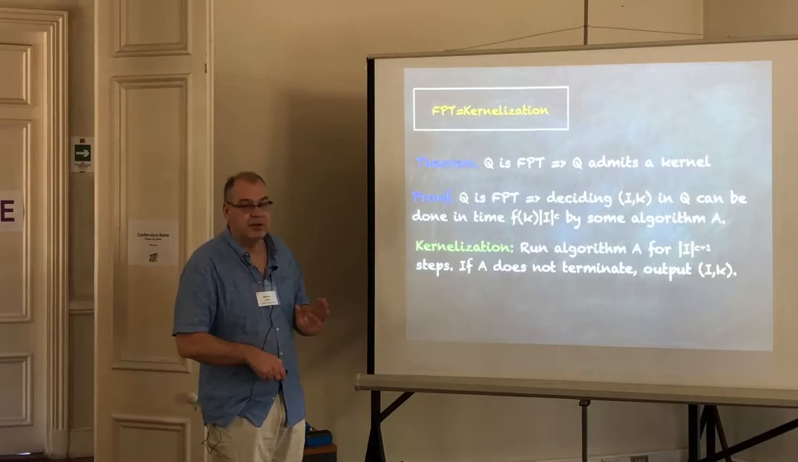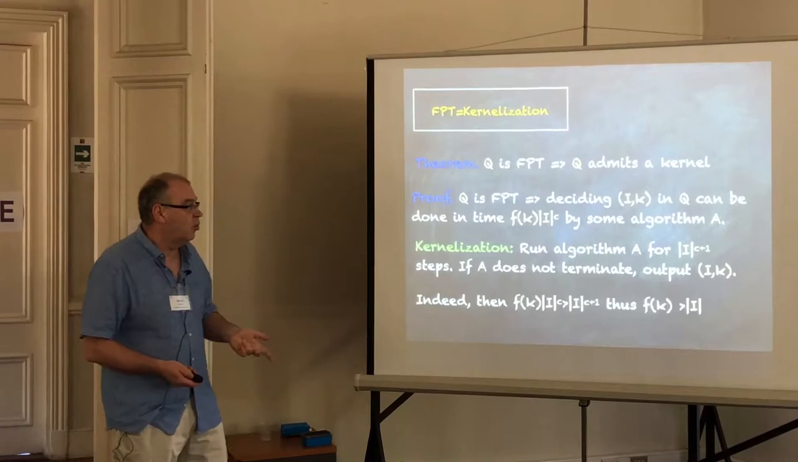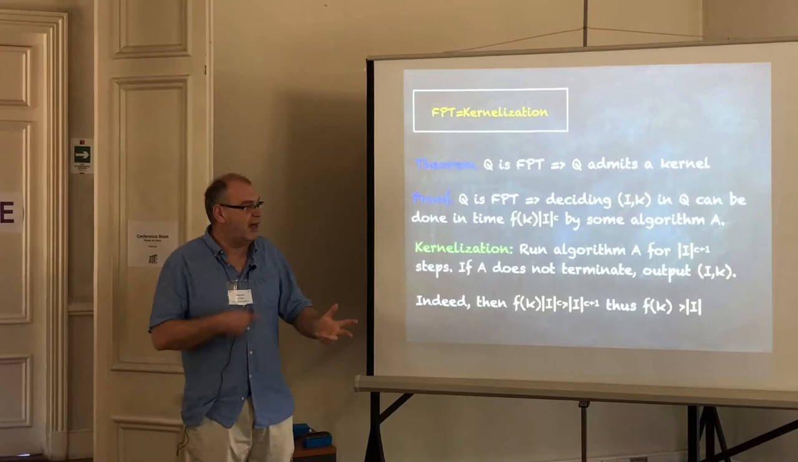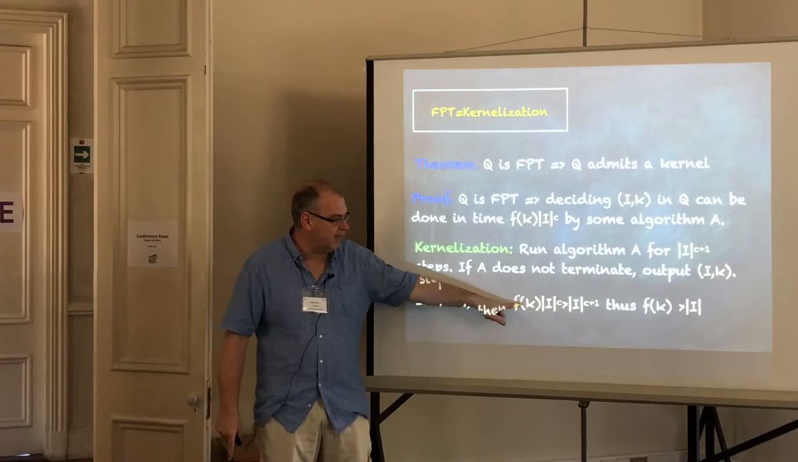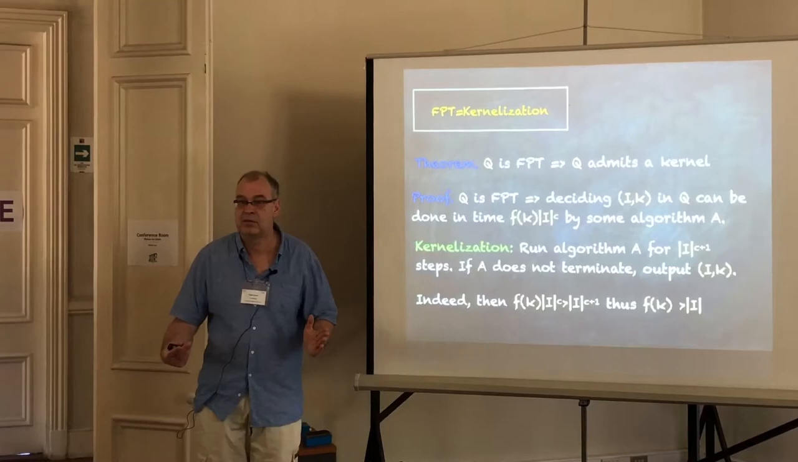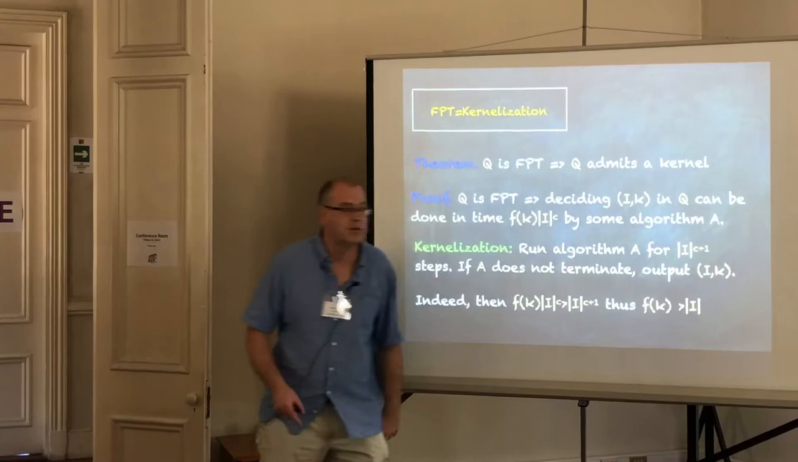Why, right? Why is this a kernel? Okay, so what do I know? The problem is solvable in time f(k) times |I|^c. And since the algorithm didn't terminate, this means that f(k) times |I|^c should be larger than the number of steps my algorithm did. Right? This means that f(k) is larger than the size of I. This means that this is a kernel.